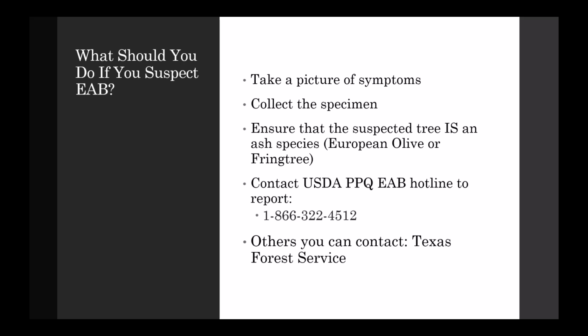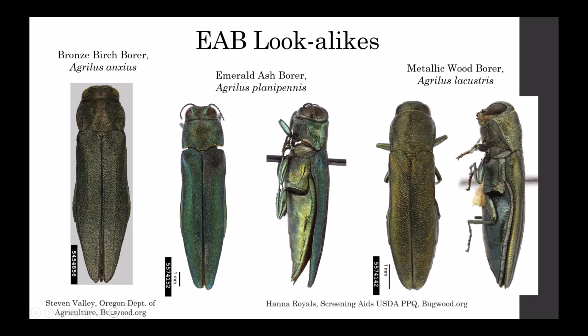There are many species of boring insects found throughout Texas, so ensure that the tree species that you believe is infested is actually an ash species, European olive, or a fringe tree. To report a potential emerald ash borer finding or infestation, contact the hotline set up by the USDA's Plant Protection and Quarantine Program at 1-866-322-4512.